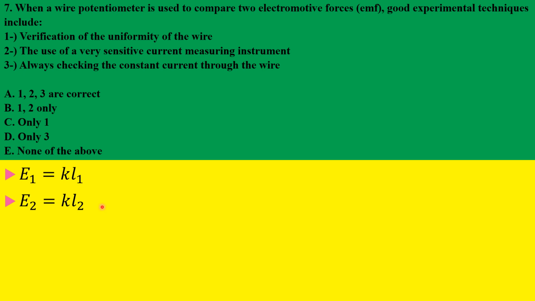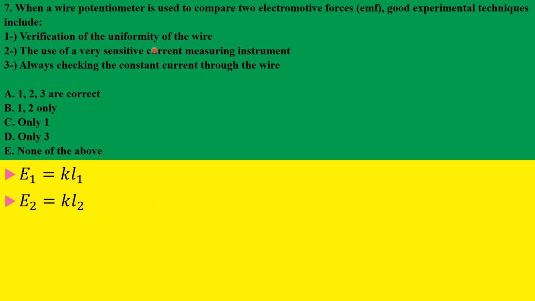All right, so we get the balance length with the help of the very sensitive current measuring instrument, and then we have a verification of the uniformity of the wire. So the wire has to be uniform. Why? Because we need a constant potential gradient across that wire. You don't want to say that for a particular balance length L1, and then for a particular balance length L2, the potential gradient is different. That would be crazy. So we need a constant potential gradient throughout that wire.